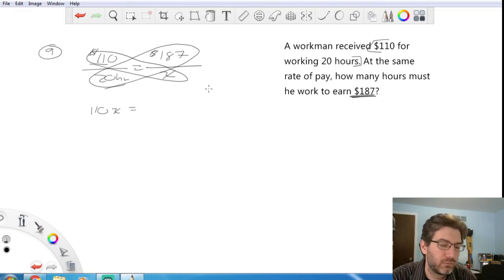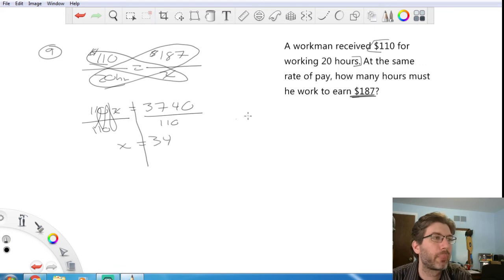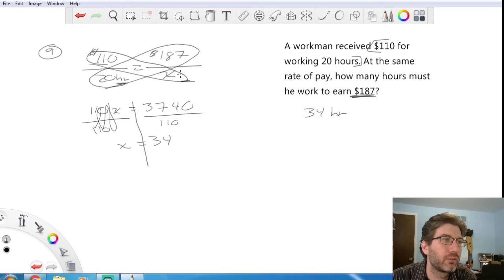187, which is 3740. Get x by itself, divide by 110. This cancels, leaving you with x, and gives you 34. So your answer is 34, and that's in hours, because that's in hours.